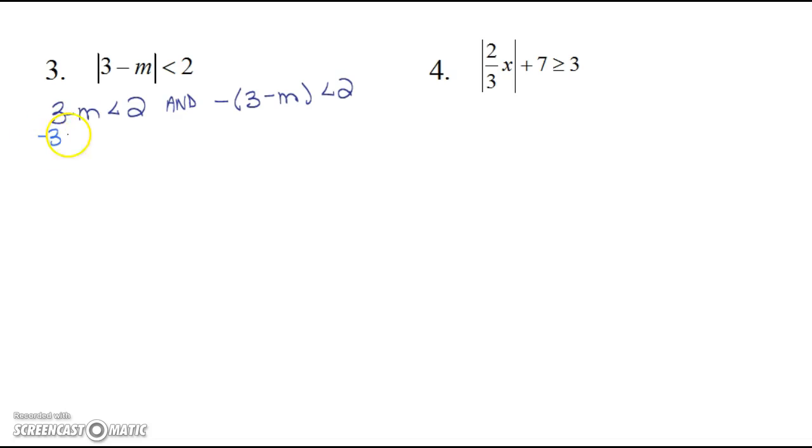To solve this problem, I will subtract 3 from both sides. Keep in mind, that's a -m is less than -1. We will divide both sides by -1 and change our symbol. M is greater than +1. For the right-hand side, I will divide both sides by -1 right away.